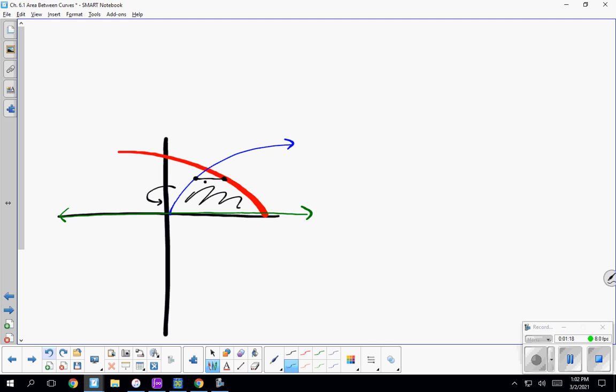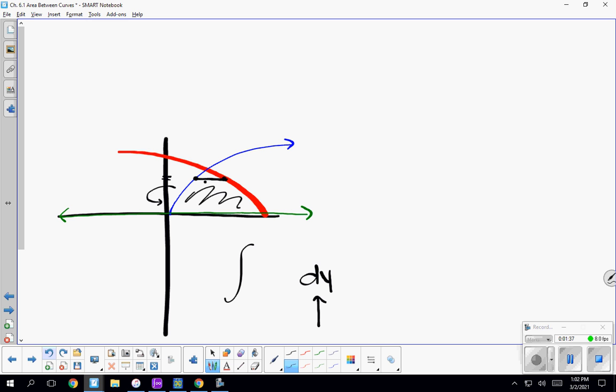So I need length times width. Well, in this case, my length is going to be the distance between the red and the blue. And then the width is going to be some very, very small change in these y values. So in this case, we're going to respect y instead of x. And it just allows us to set this up in one function.